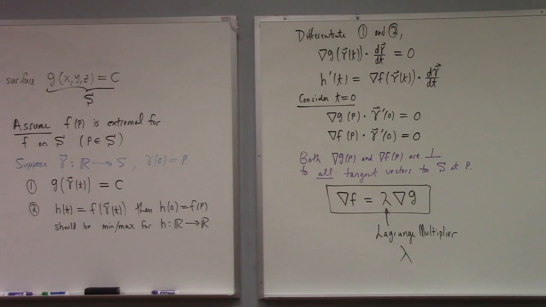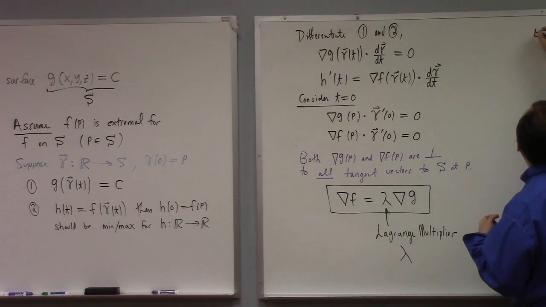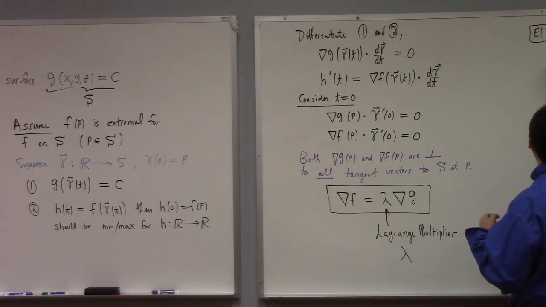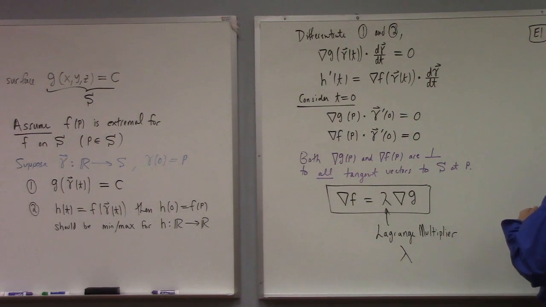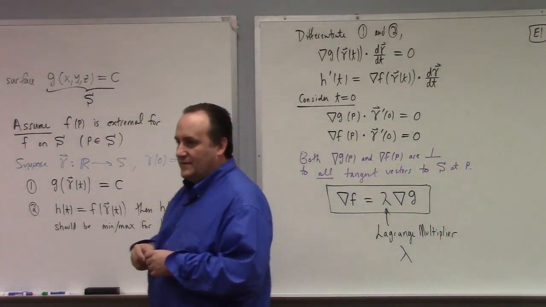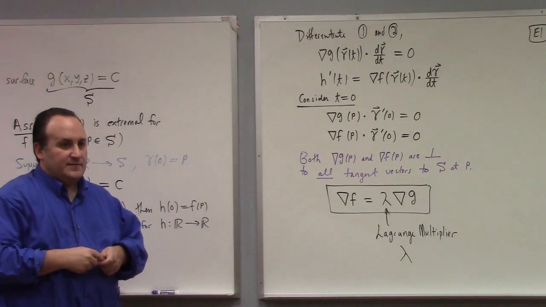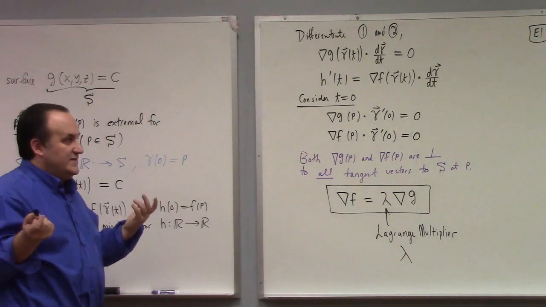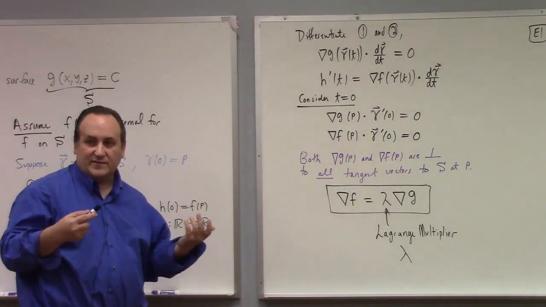So let's look at an example. We'll make it relatively simple here. I'll look at f of x, y equals x, and my constraint function g of x, y equals x squared plus y squared equals 1. So this is a stupidly simple example. You guys could solve this without my method. What's the answer? Can you tell me? You should be able to tell me the answer to this question. What's the min-max of f on this constraint?